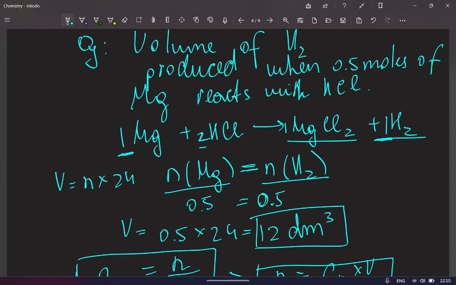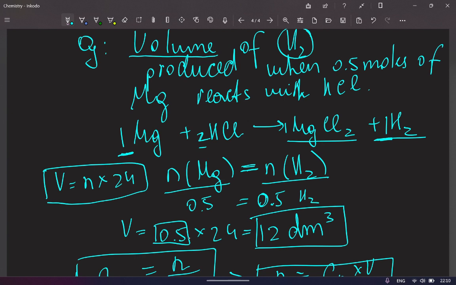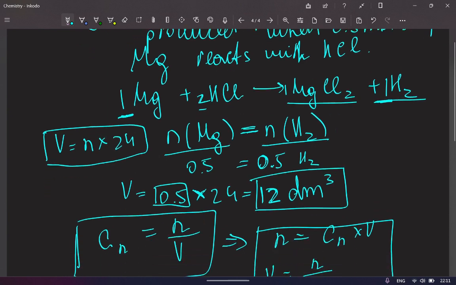And now in order to find the volume of hydrogen, which is our task here, we just need to apply this formula that I have written before. Volume equals number of moles multiplied by 24. Here I'm applying it. We have 0.5 moles of hydrogen multiplied by 24, which is the volume of 1 mole of any gas at room temperature and pressure. So we're going to have the answer 12 dm cube.